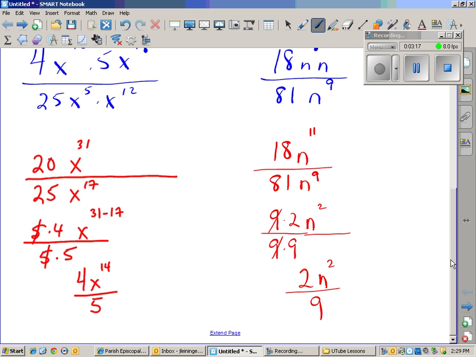Being able to simplify algebraic fractions is such a big part of Algebra 1. I hope you go back and review a number of these that we did in class and that are in your textbook for practice for the test.